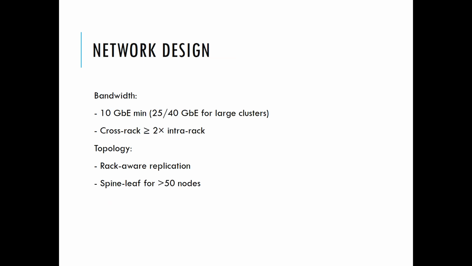Network bandwidth is your cluster's circulatory system. Provide at least 10 gigabit Ethernet for small clusters, move to 25 or 40 when nodes exceed 50. Cross-rack uplinks should be at least twice as fast as intra-rack links. Adopt rack-aware replication and consider a spine and leaf topology for predictable east-west traffic.